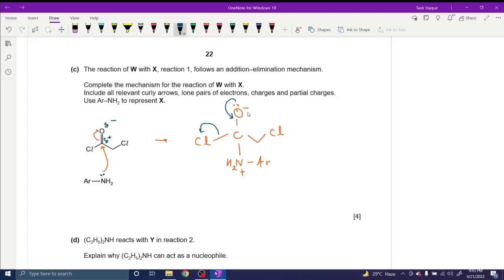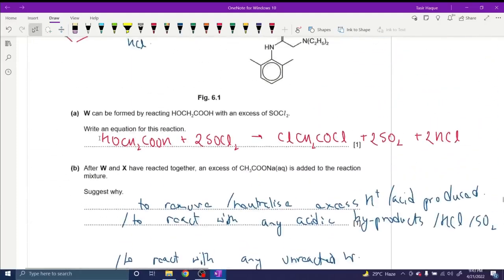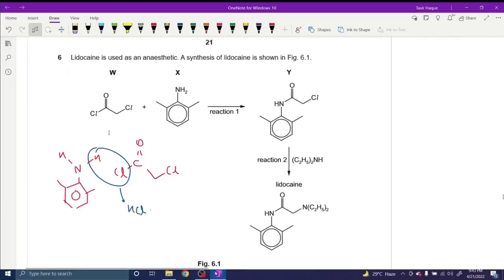So this is it. Finally, we end up with this compound, C double bond O, and here we have NH2Ar. But there's a catch though. That nitrogen isn't NH2 anymore. It turns into NH.